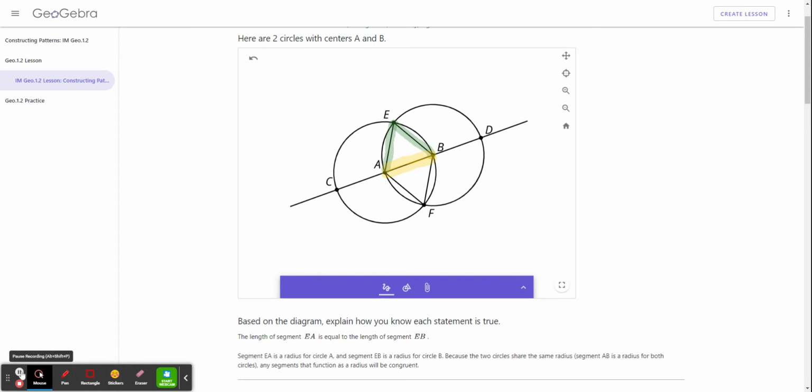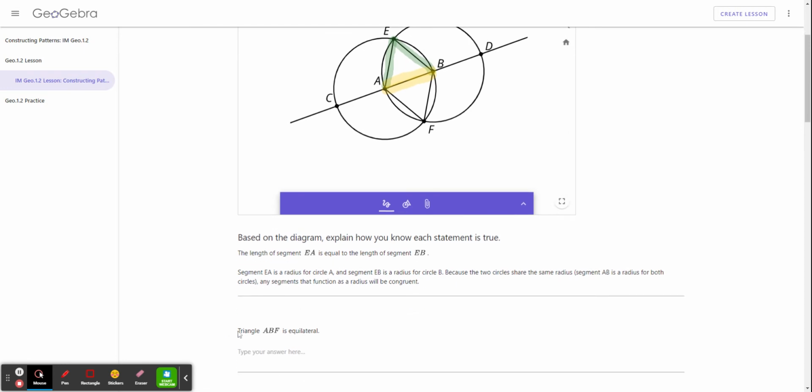Okay, so my explanation: segment EA is a radius for circle A, segment EB is a radius for circle B. Because the two circles share the same radius, segment AB is a radius for both circles. Any segments that function as a radius will be congruent. All right, so moving on to our next statement.